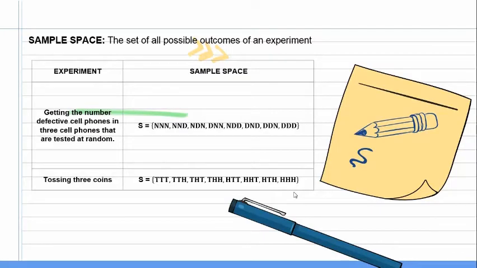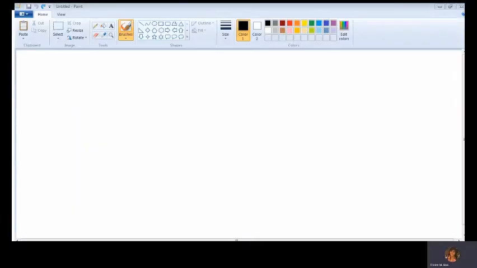For this lesson, we'll be encountering the word sample space. What is sample space? These are the set of possible outcomes of an experiment. First sample we have is getting the number of defective cell phones in 3 cell phones that are tested at random. So we have two possible outcomes. What are they? It's the non-defective and defective. So we're going to do a tree diagram.